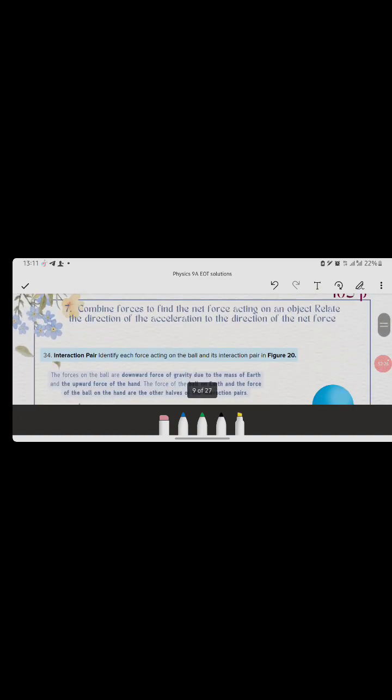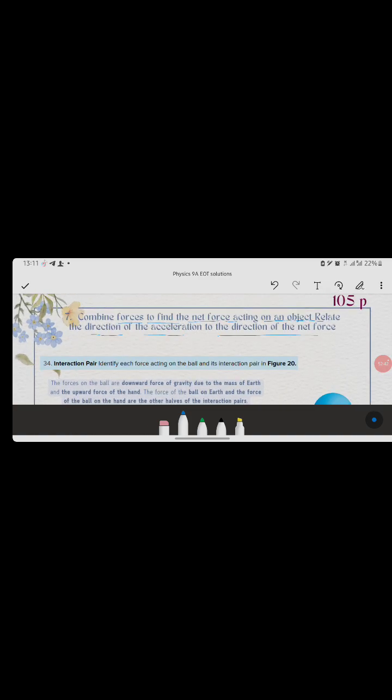Question number 7. Combine forces to find the net force acting on an object. Relate the direction of the acceleration to the direction of the net force. Now they are talking about the concept of the net force. So let's have some questions from the book.